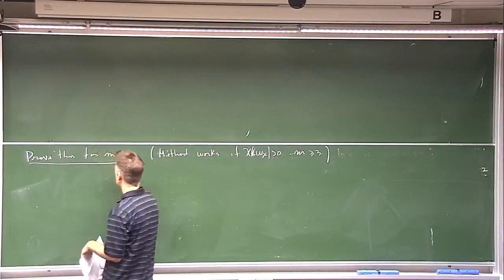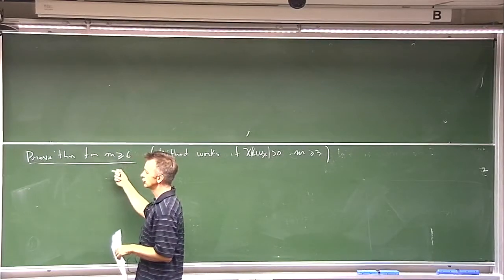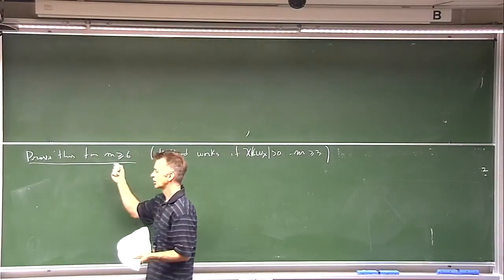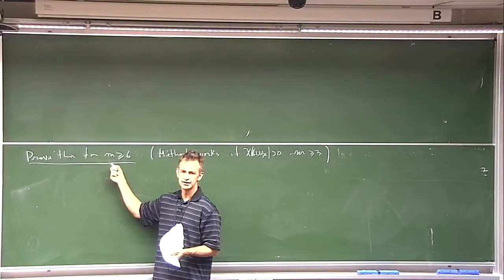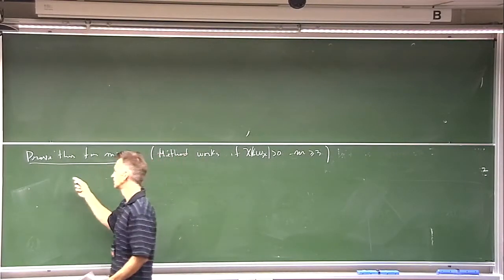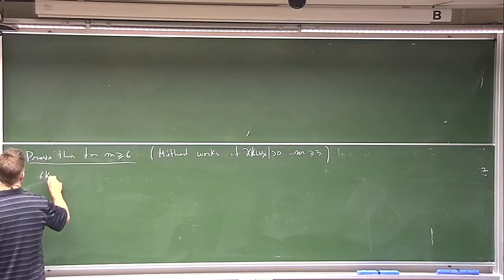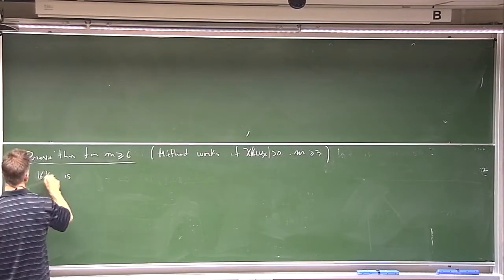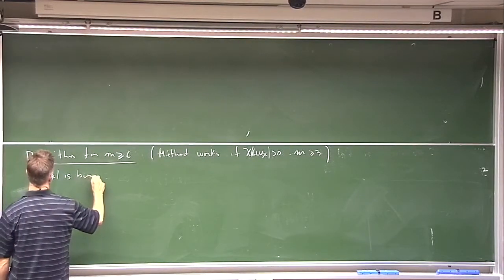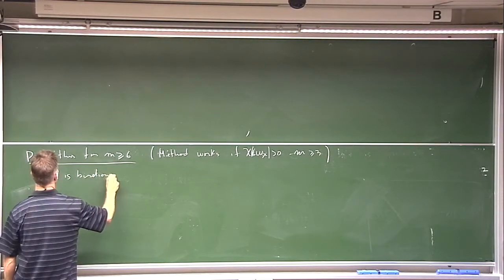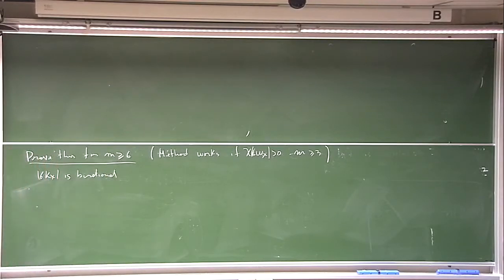So what I want to do is somehow construct many pluricanonical sections in 6K_X. So I want to show that 6K_X is birational. So I need to find many sections in here. So the first step should be to use some of our non-vanishing results to produce some sections.